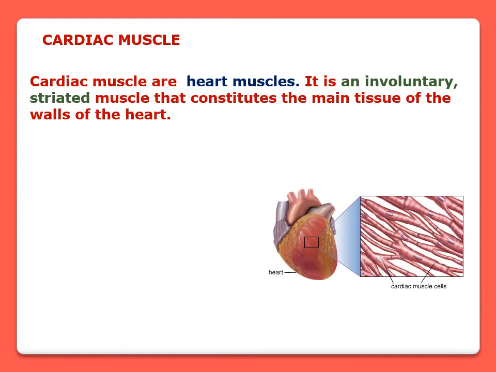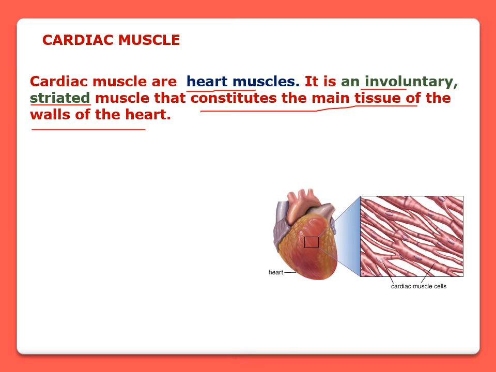Now the next one is cardiac muscle. Cardiac muscles are heart muscles. These muscles are involuntary muscles and they are striated muscles. These muscles constitute the main tissue of the walls of the heart. Why are they involuntary? Because we cannot control the movement of the heart.